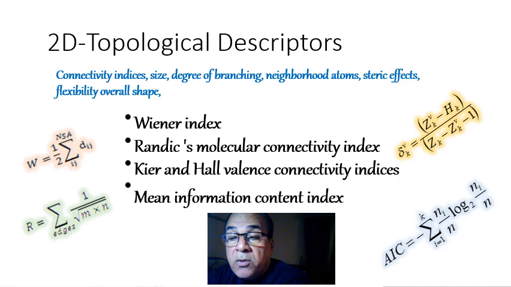2-dimensional descriptors are called topological descriptors, based on connectivity indices, size, degree of branching, neighborhood atoms, steric effect, and flexibility. The most important topological descriptors: the Wiener index depends on the path between pairs of atoms. The Randic index depends on the connectivity between the atoms. The Kier-Hall index depends on the valency connectivity indices. Mean information content depends on the class or category of the atoms.